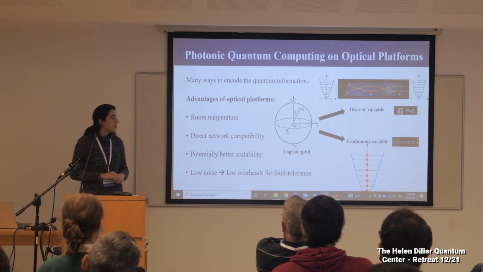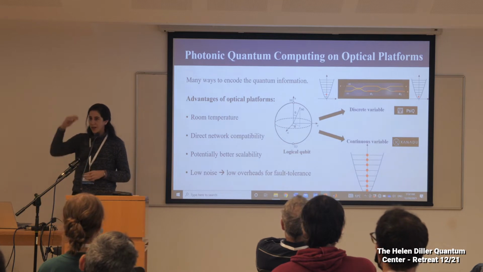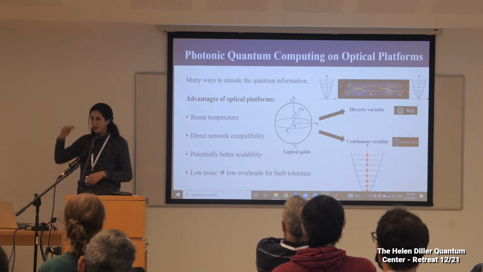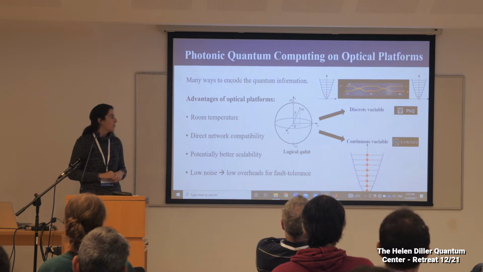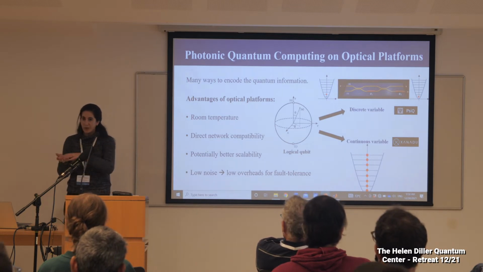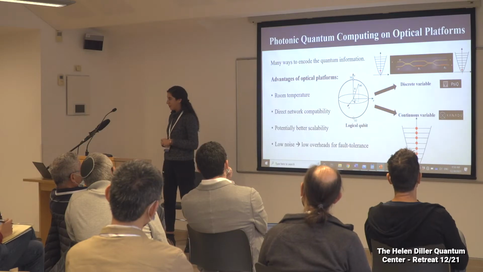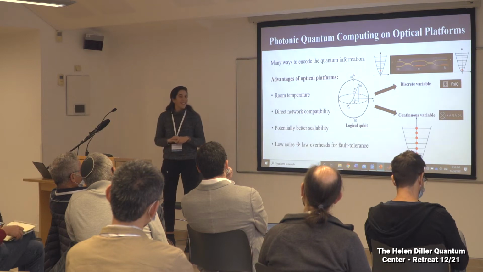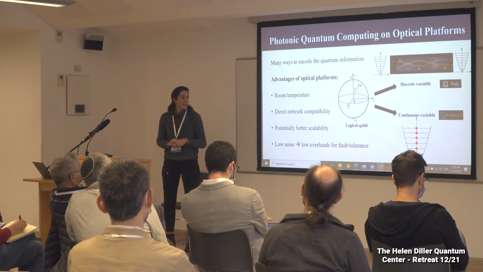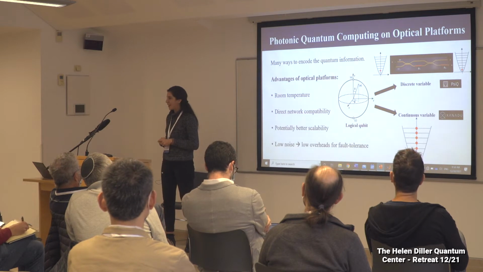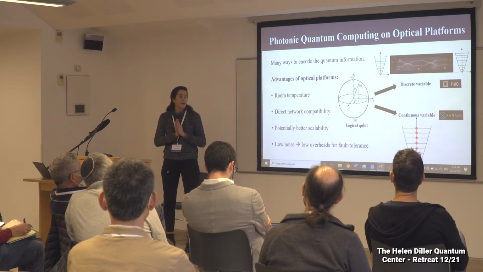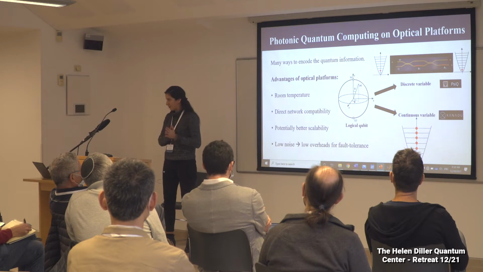And in the continuous way, you use the infinite dimensional Hilbert space of photons to encode the information. And therefore, you encode one qubit over many photons. So this redundancy can be leveraged to encode, detect, and correct errors without destroying the encoded information. And in addition, you can even correct errors without using single photon measurements. You can use a homodyne instead.